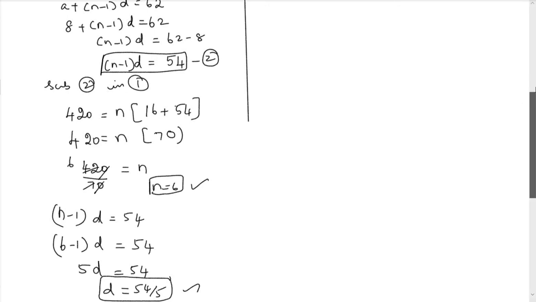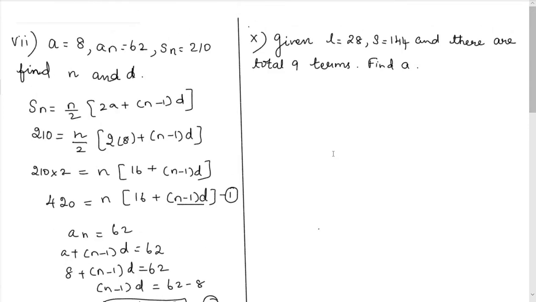Listen carefully. 10th sum. Listen to the 10th sum. What is given? L is equal to 28. S is equal to 144. And there are a total of 9 terms. Total 9 terms means what does it mean? n is equal to 9. And L is given as 28. And S is 144. We are supposed to find a.